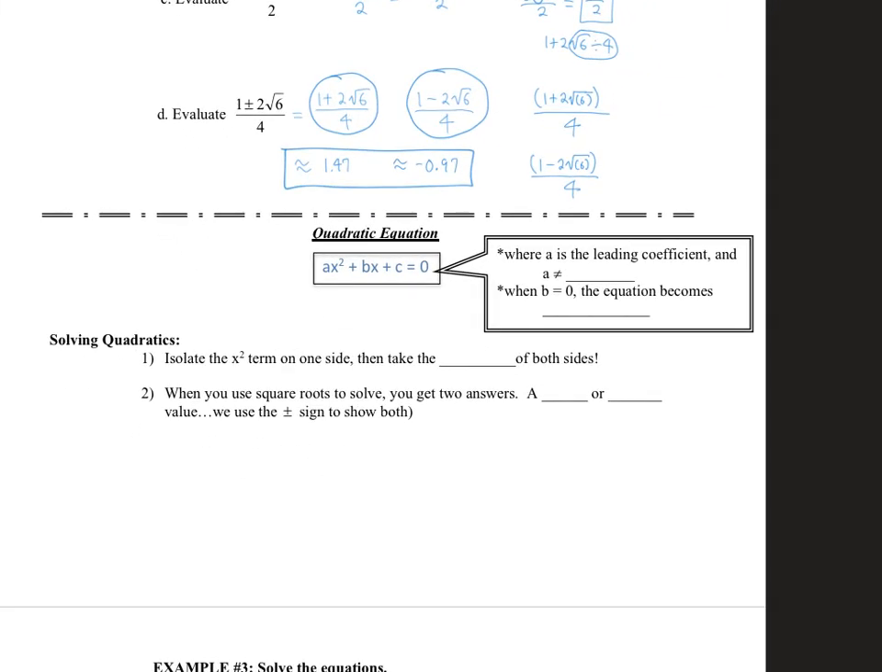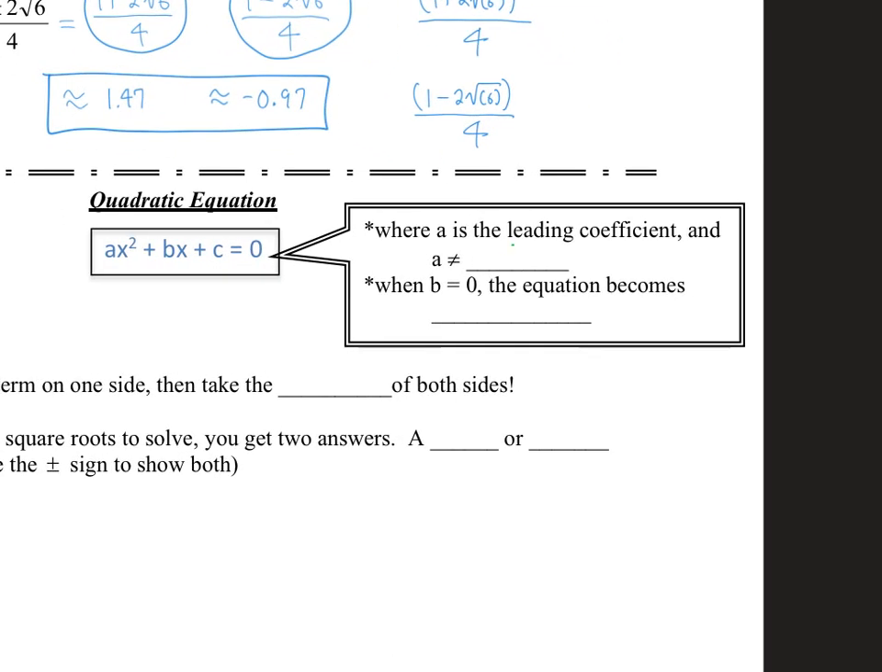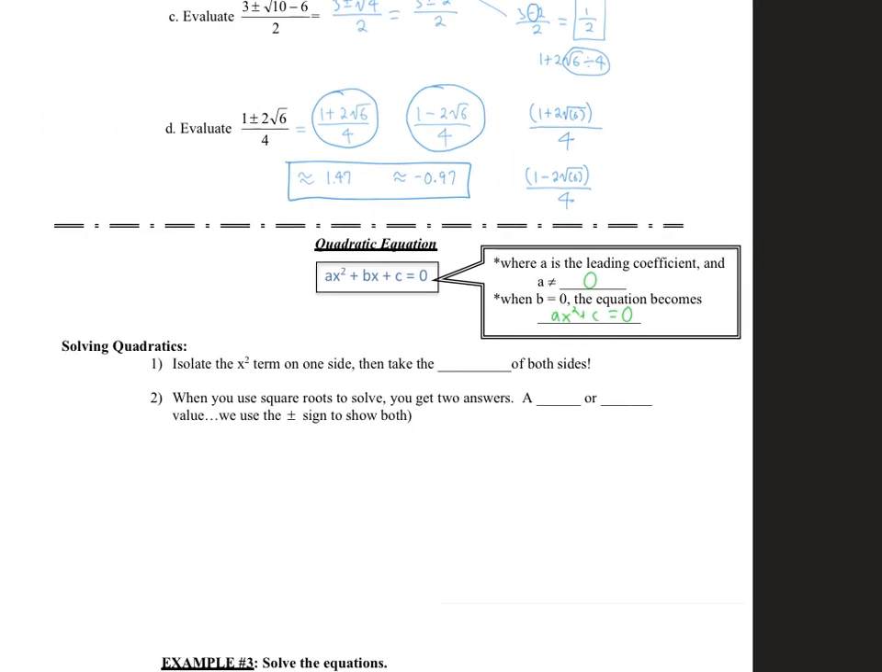Quadratic equations now. It says a quadratic equation is ax squared plus bx plus c equals 0, where a is the leading coefficient and a does not equal 0. And sometimes if b equals 0, the equation is going to become ax squared plus c equals 0. Okay?